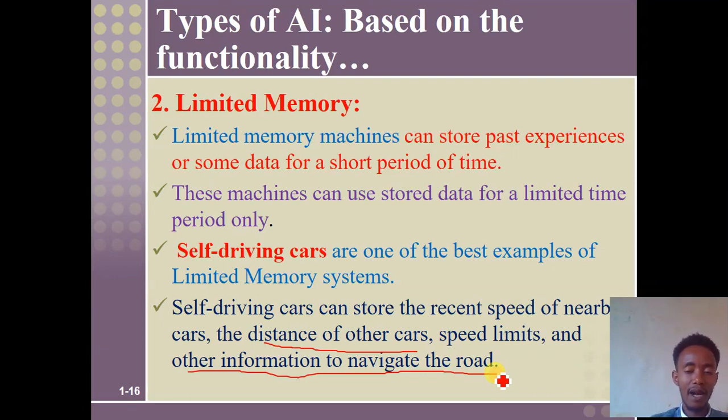Such algorithms, or self-driving cars, are classified under limited memory, which is based on the functionality. So a self-driving car is a good example of limited memory. It only stores some data for short periods of time in order to detect the distance of nearby cars, the speed limit, and other information to navigate through the world safely.